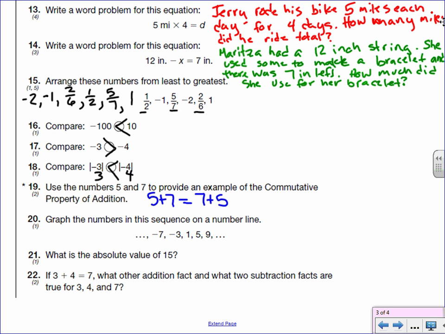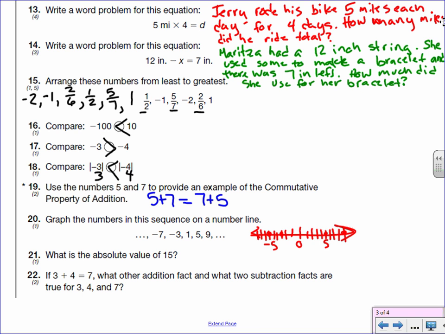-7, -3, 1, 5, 9. So if I have 0, 1, 2, 3, 4, 5, 6, 7, 8, 9, and then 1, 2, 3, 4, 5 in the negative direction. So -7 would be here, and then -3 would be here. 5 would be 1, 2, 3, 4, 5, 6, 7, 8, 9.